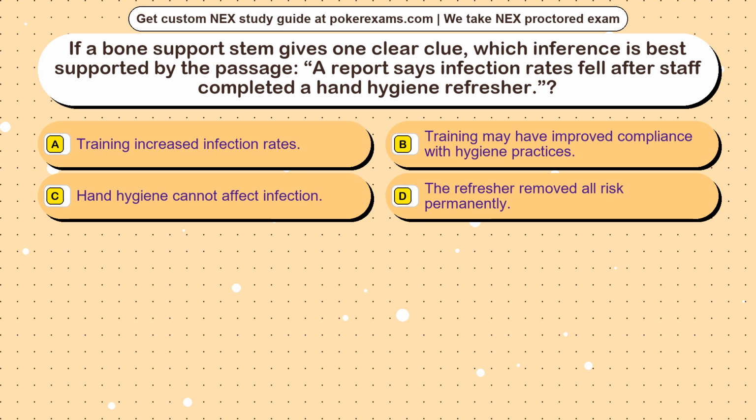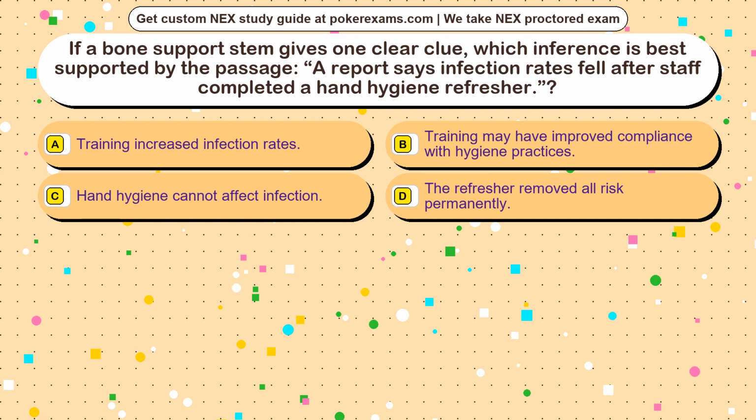Question 4. If a bone support stem gives one clear clue, which inference is best supported by the passage? A report says infection rates fell after staff completed a hand hygiene refresher. Option A. Training increased infection rates. Option B. Training may have improved compliance with hygiene practices. Option C. Hand hygiene cannot affect infection. Option D. The refresher removed all risk permanently.